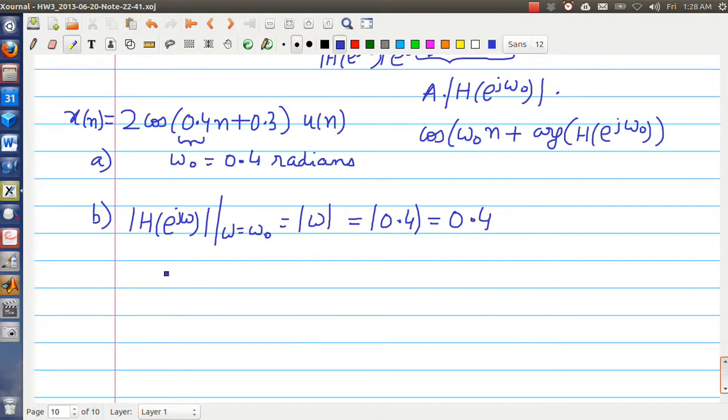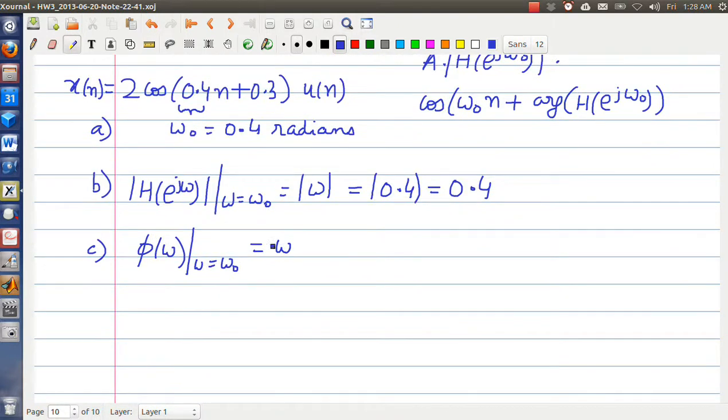What is φ(ω) at ω equals ω₀? That is, the given expression is minus ω cubed. So its value would be minus 0.4 cubed, that's 0.16 times 0.4, that's going to be 0.064.